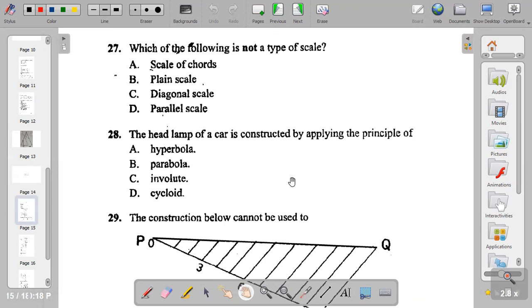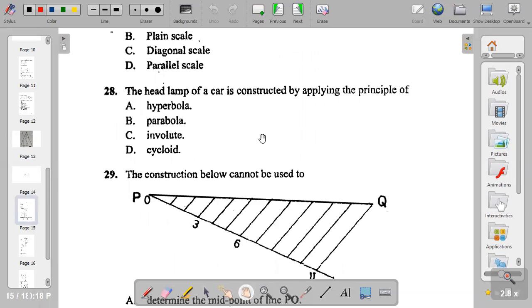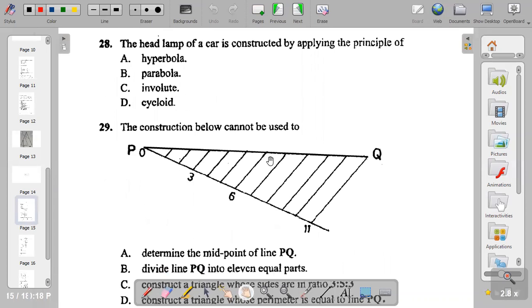Question 28. The headlamp of a car is constructed by applying the principle of a parabola. The answer to question 28 is option B. I move on to question 29.